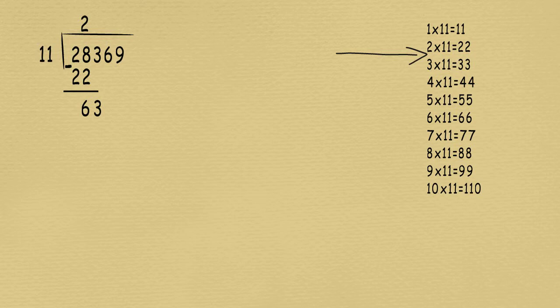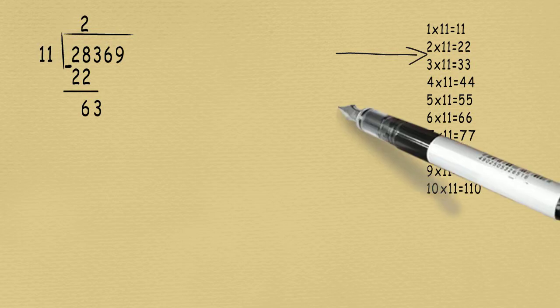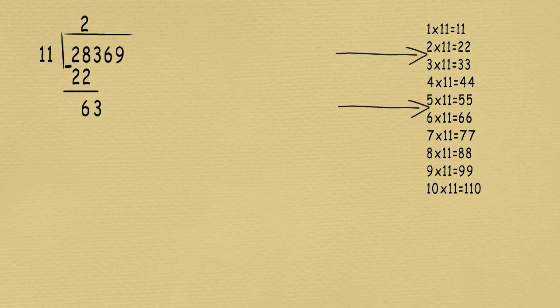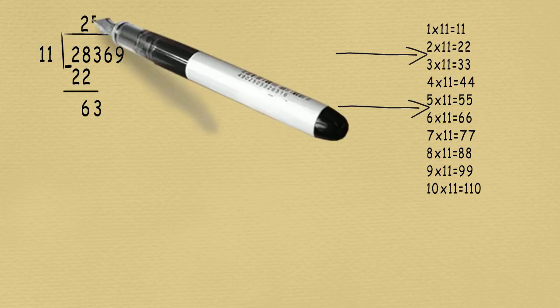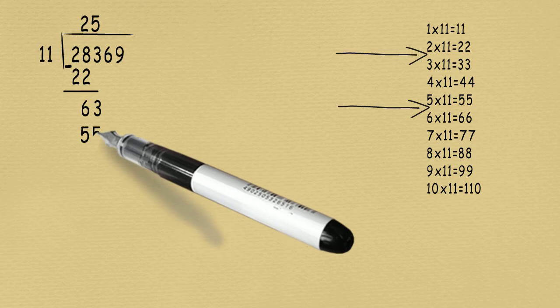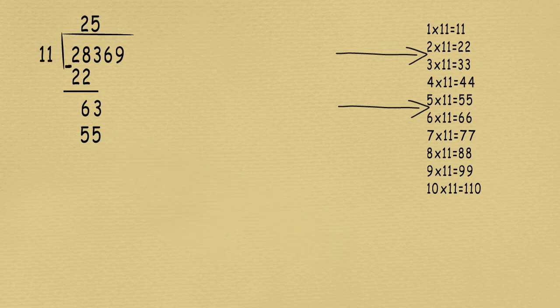So I'm going to squeeze the number 63 somewhere in the multiplication table in between two numbers. And I can see that the number 63 is in between 55 and 66. So I'm going to choose the expression 5 times 11 equals 55. And I'm going to write down on top of the division house the number 5, and I'm going to write down the number 55 right underneath the number 63.